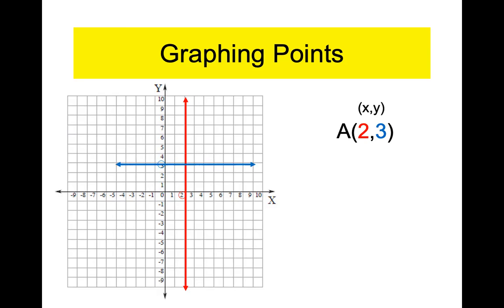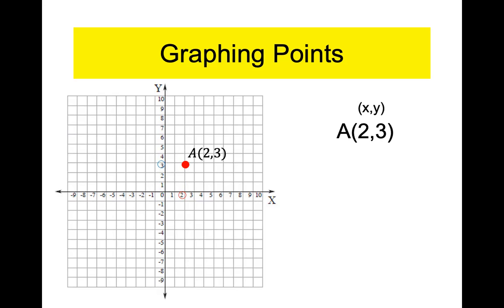Where the red line and the blue line intersect, well, that's 2, 3. Now, is that how you actually graph? Oh, heck no. How do you graph? You graph by starting at the origin and doing what? You go to positive 2, and then I go up 3. I mean, that's how you actually graph.